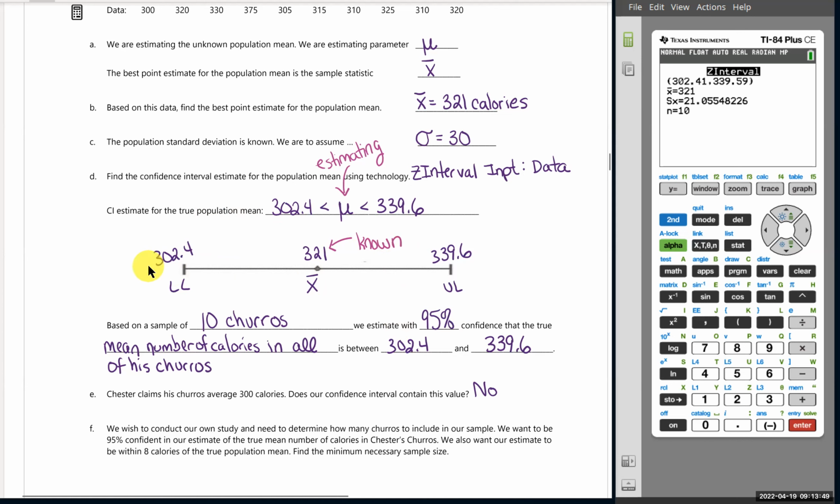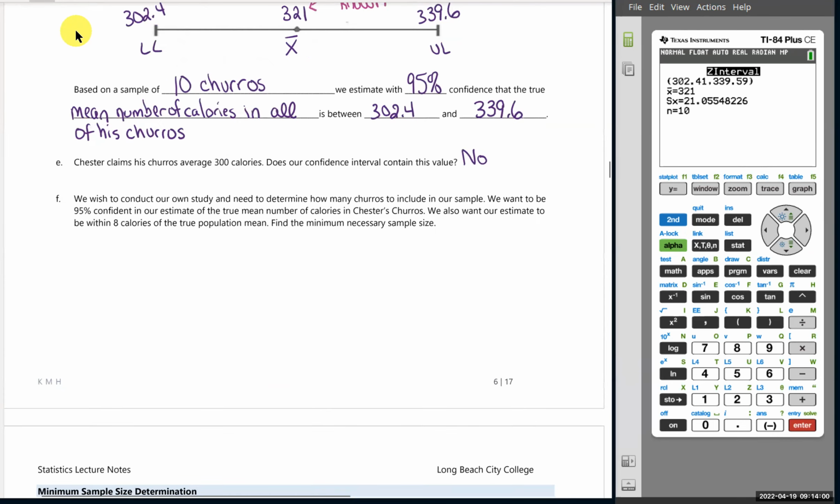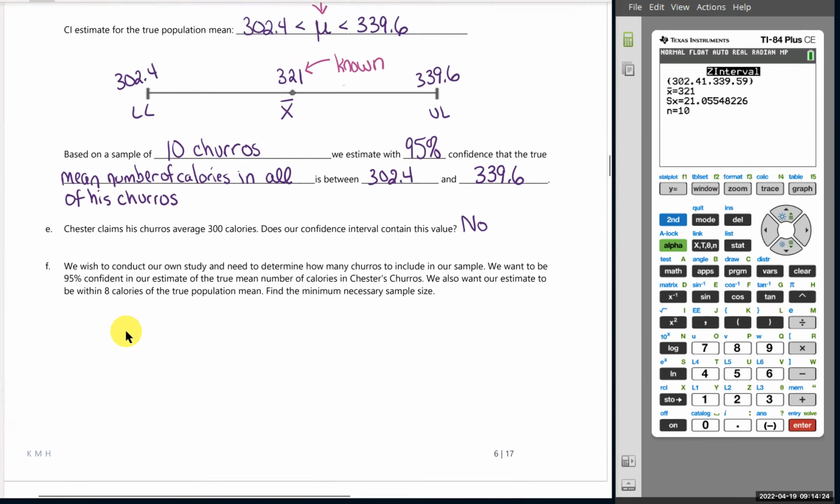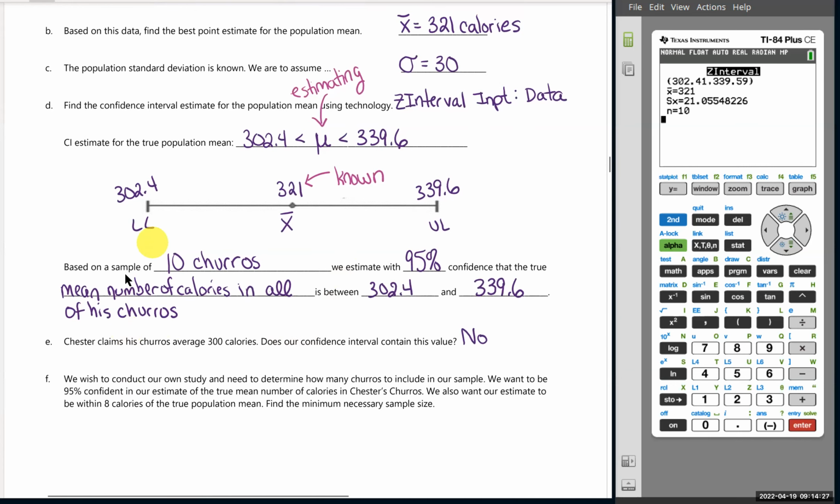Okay, so let's say that you would like to do your own study on his churros rather than relying on this data. So our next step is to say, if you wanted to do your own study, how do people decide how many churros to include in their sample? So we just did an example with 10 churros, and now we're going to talk about a method for figuring out the sample size you'll need in order to reach a desired level of confidence and a desired margin of error. So before I do that, I would just want to come up and find the margin of error in this last example.